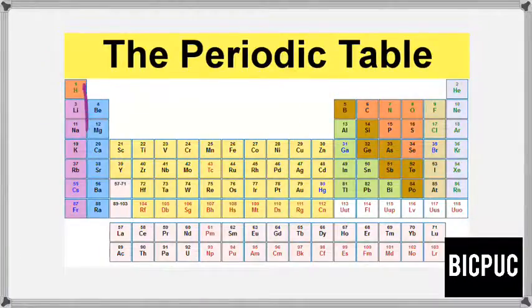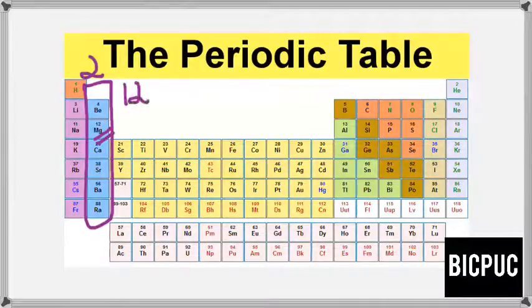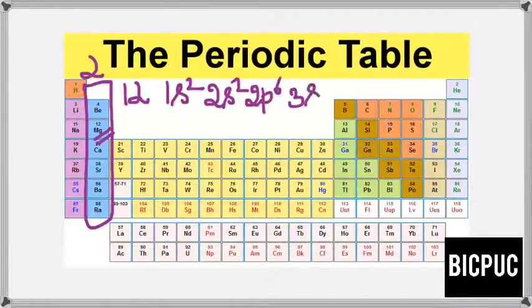Now let us see the general electronic configuration for group 2 of S block. Let us take the case of magnesium, whose atomic number is 12. So what is its electronic configuration? 1s2, 2s2, 2p6, 3s2. So we have written the placement of all 12 electrons.